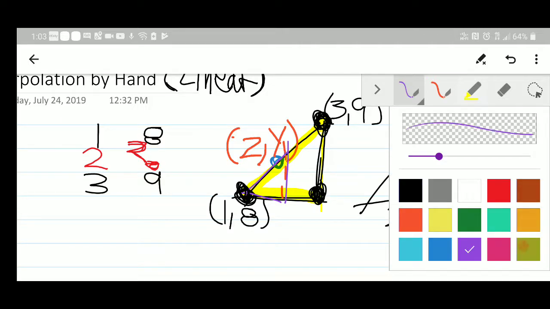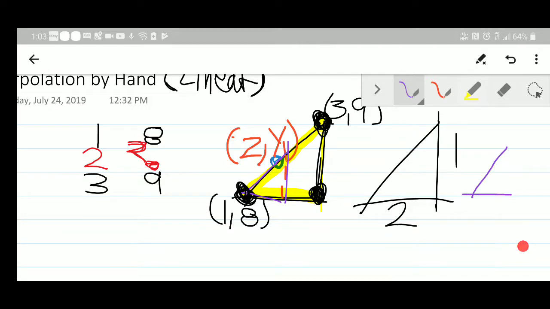Next triangle, the smaller one. From here to here you go from 1 to 2, so that's 1. The distance from here to here, that's just y, we'll call it. We'll say y2 equals y1 minus 8.